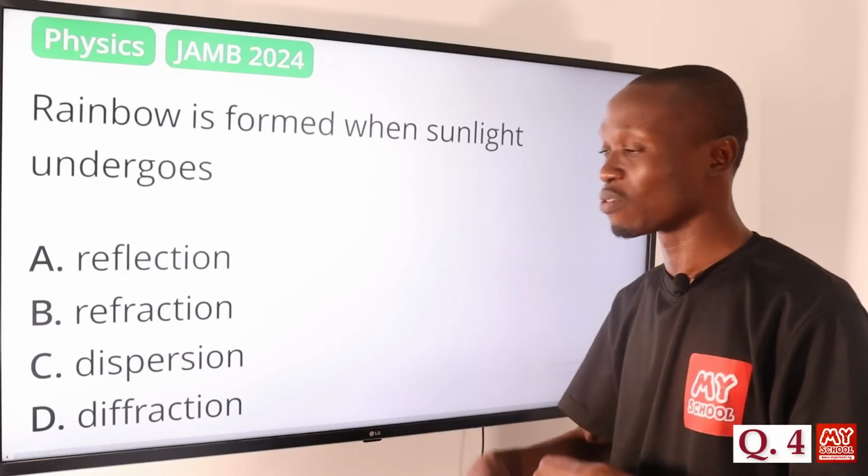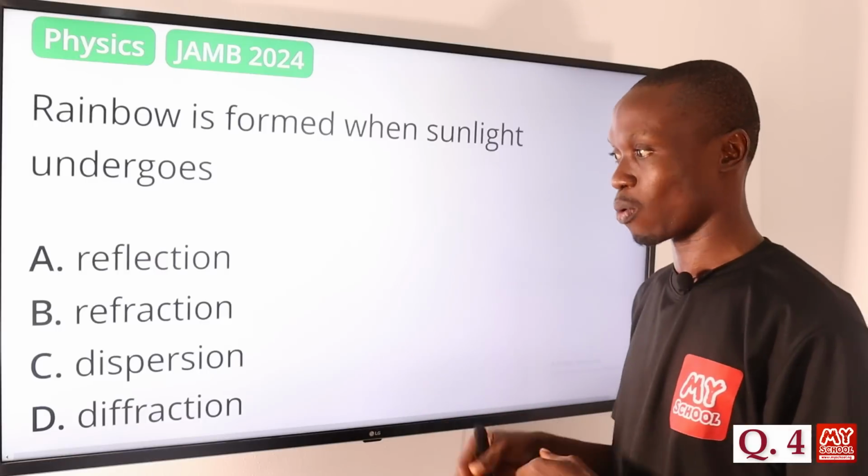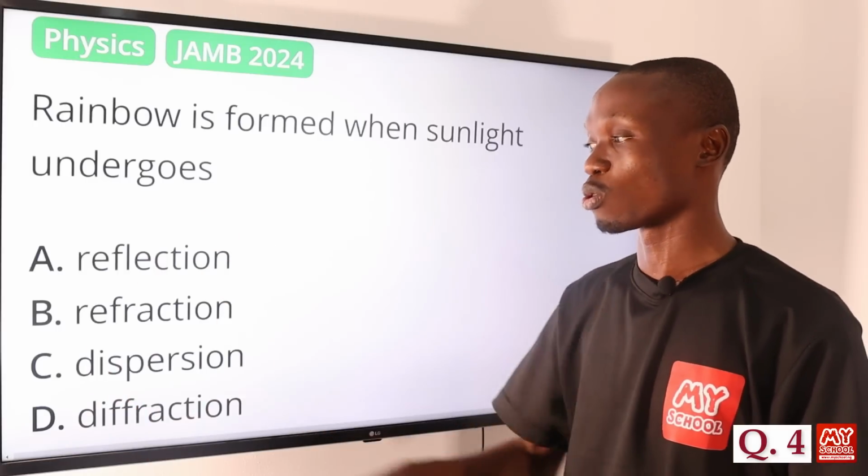While option D is diffraction, which is the bending of light waves around obstacles. So the answer to this question is option C, dispersion.